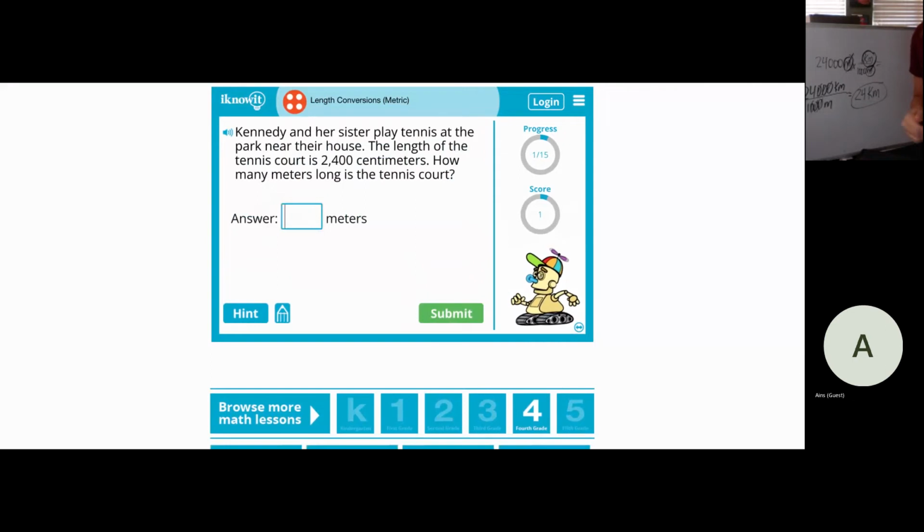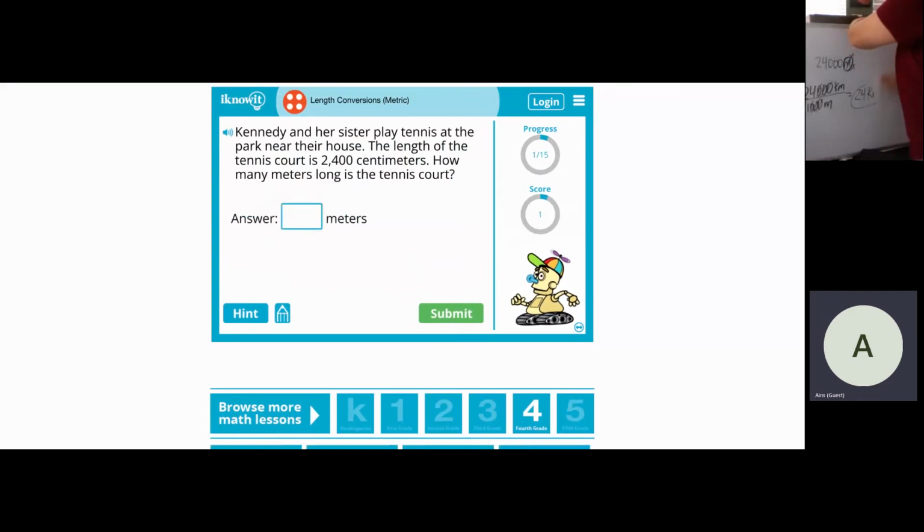Kennedy and her sister play tennis at the park near their house. The length of the tennis court is 2,400 centimeters. I'm gonna let you try this one. Okay. So we want to know how many meters long the tennis court is. So where would you start?